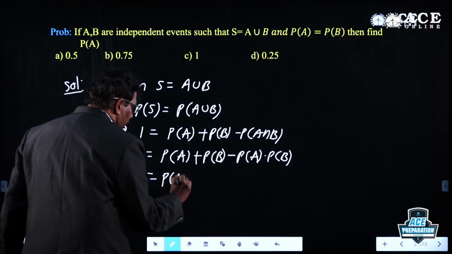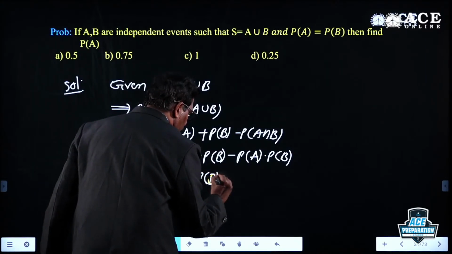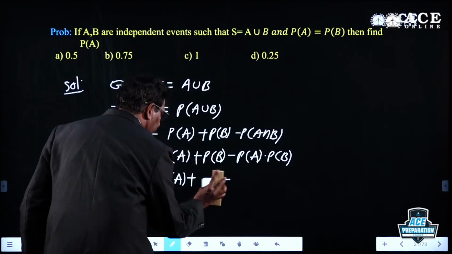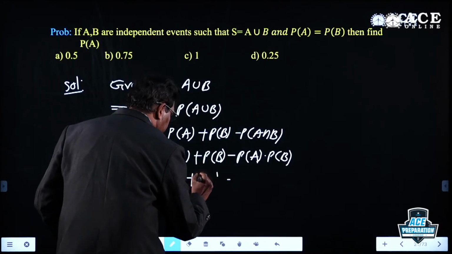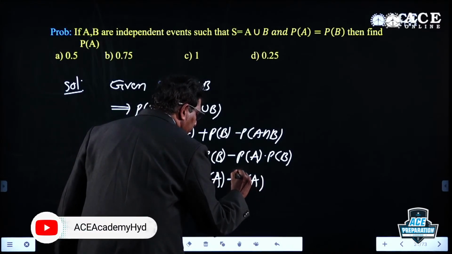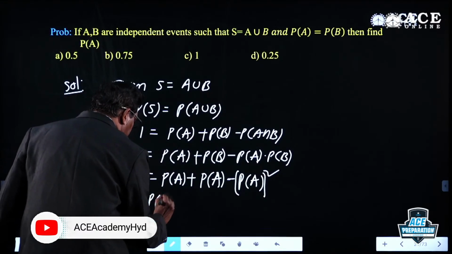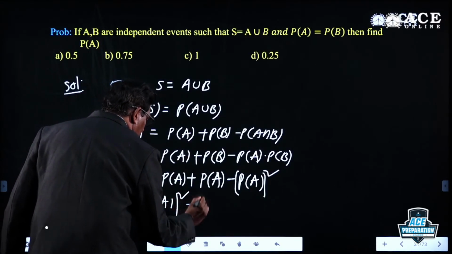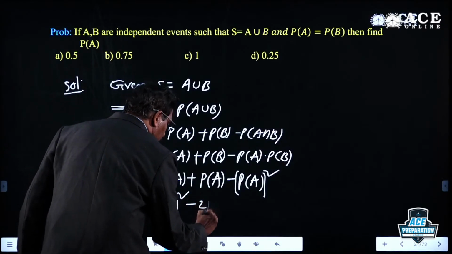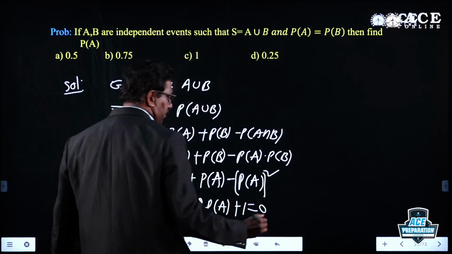That is 1 is equal to P of A plus P of B minus, in place of P of B also you can write P of A minus P of A whole square, because P of A into P of A is nothing but P of A whole square, P of A, that is nothing but 2 P of A, if you write this side, minus 2 into P of A plus 1 is equal to 0.